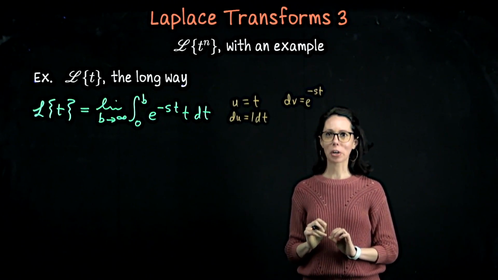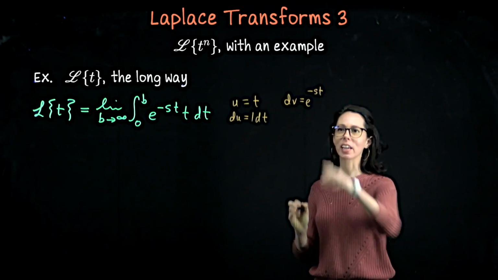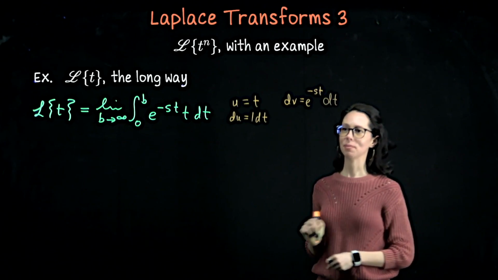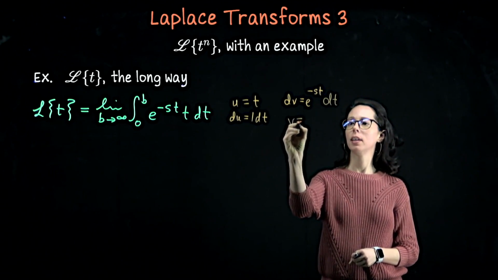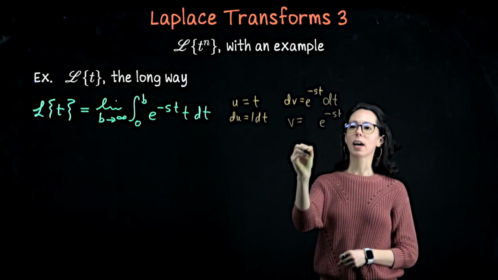All right, so I just dropped all my markers, had to cut away for a second, but we'll have e to the negative st dt. That means v should be e to the negative st times negative 1 over s.